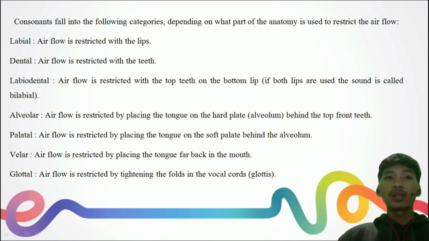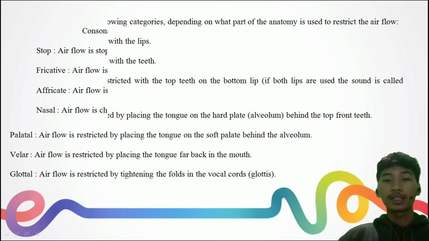Next is alveolar. Airflow is restricted by placing the tongue on the hard palate or alveolum behind the top front teeth. Next is palatal. Airflow is restricted by placing the tongue on the soft palate behind the alveolum. Next is velar. Airflow is restricted by placing the tongue far back in the mouth. Next is glottal. Airflow is restricted by tightening the folds in the vocal cords or glottis.